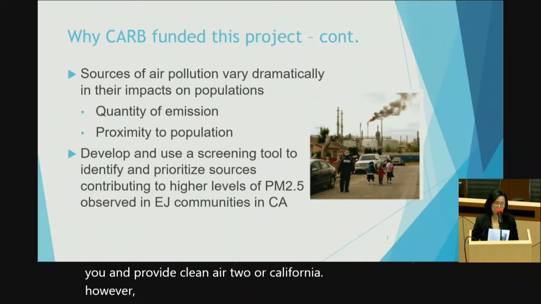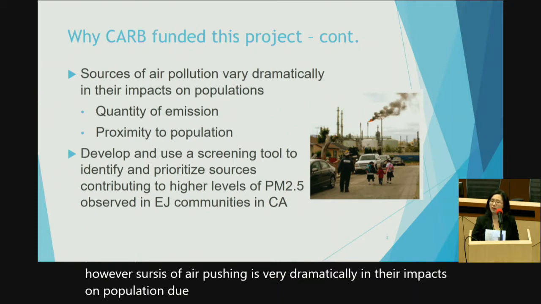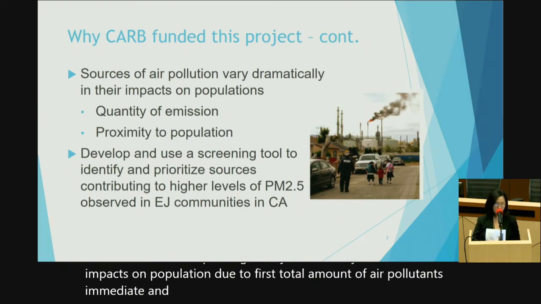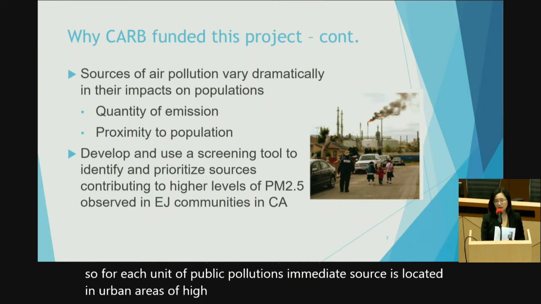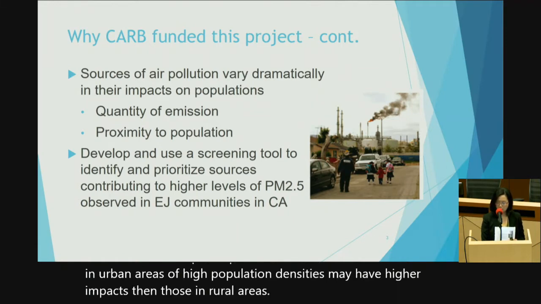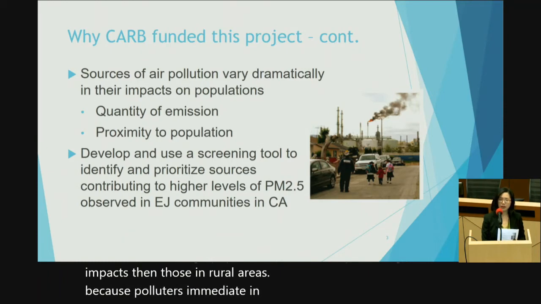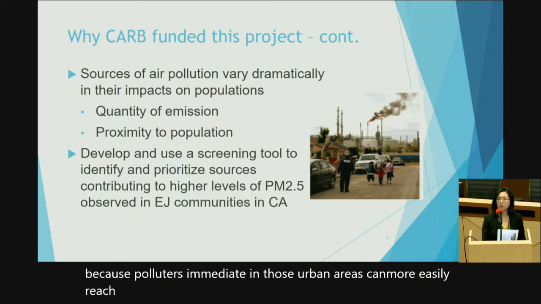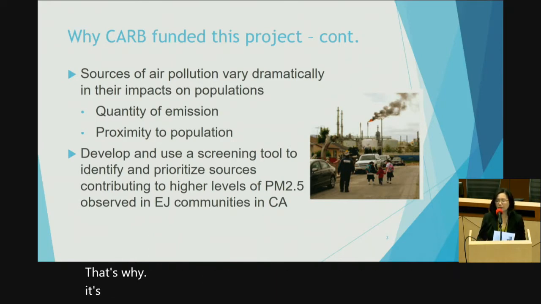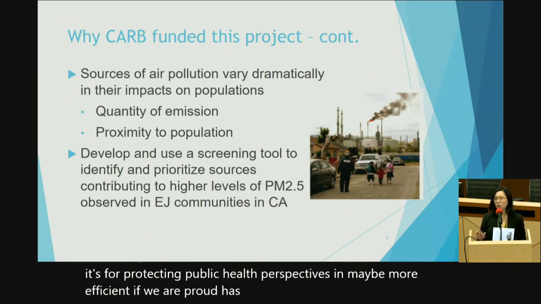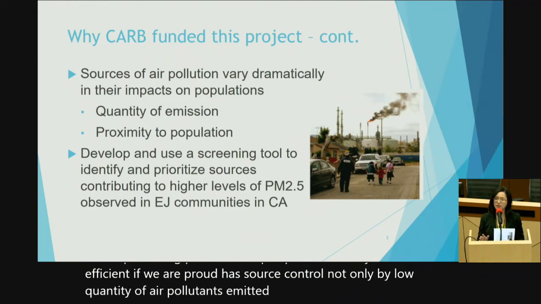However, sources of air pollution vary dramatically in their impacts on population, first due to the total amount of air pollutants emitted, and also by their proximity to populations. So for each unit of pollution emitted, sources located in urban areas of high population density may have higher impacts than those in rural areas, because pollutants emitted in urban areas can more easily reach people's breathing zone and impact more people. So from a public health perspective, it may be more efficient if we prioritize source control not only by the quantity of air pollutants emitted, but also by their impact on exposures.